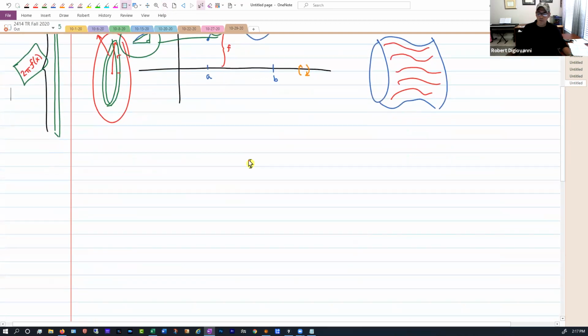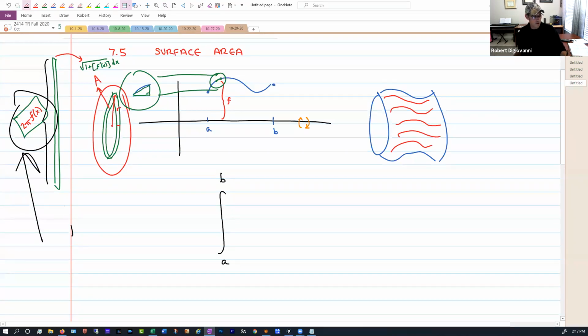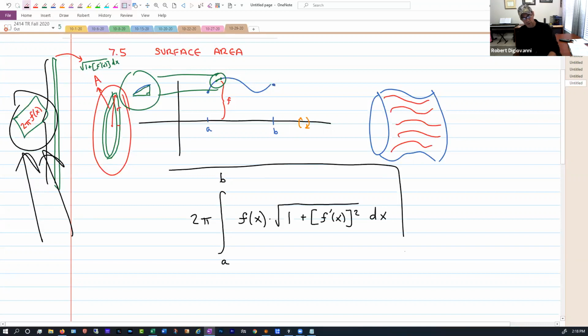If you're not following where the formula comes from, it's okay. Just take the formula. So the surface area would be the integral from a to b. Now, I have 2 pi times f of x. That's this piece right here. The 2 pi can come out. F of x has to stay in. Times the little arc length of the rubber band, which is this. And that's your formula for surface area.